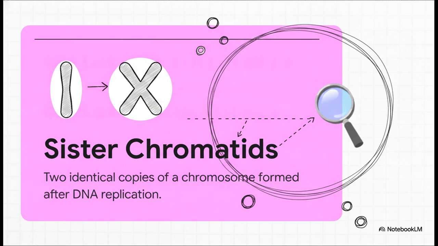Now watch what happens when a cell gets ready to divide. We start with a chromosome in its simplest form, just a single strand. Then DNA replication kicks in, and boom. As labeled right there on screen, we now have two absolutely identical copies connected together known as sister chromatids. This duplicated structure is the essential prerequisite for passing on genetic material correctly.